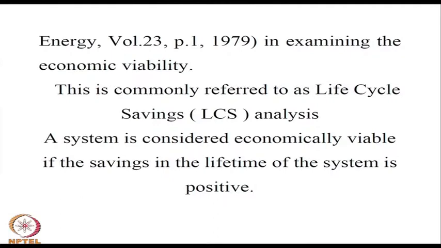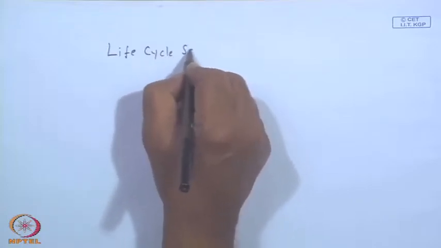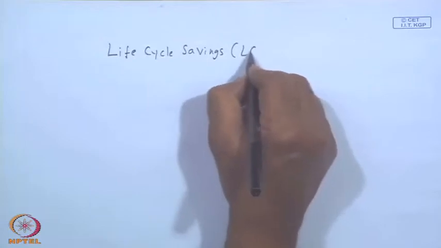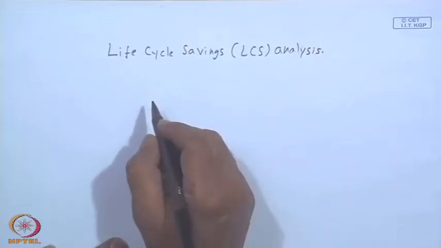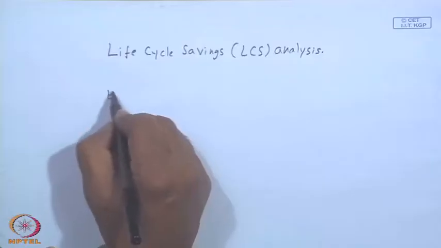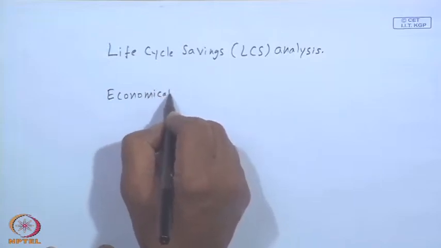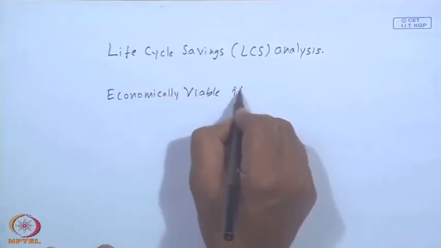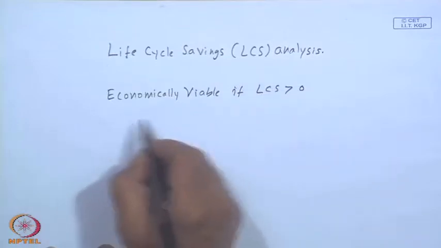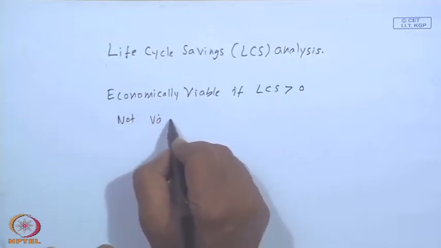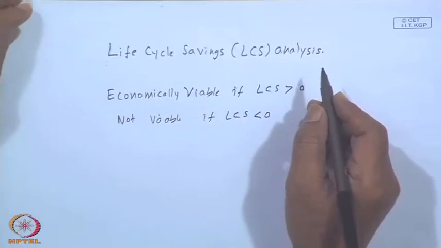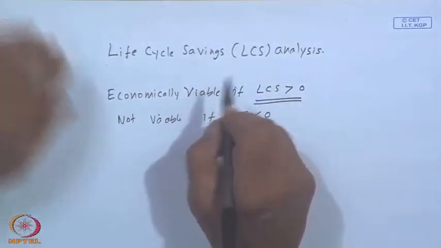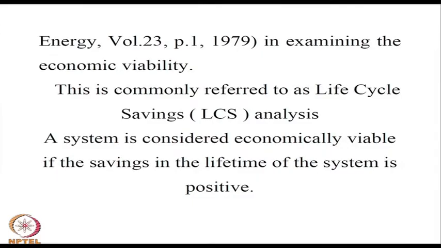So, this is commonly known as the life cycle savings analysis, short form LCS analysis. And of course, as we had pointed out earlier, a system is considered economically viable if LCS is positive, and not viable if LCS is negative. So, if you maximize the life cycle savings, when it is positive, it will lead to some sort of optimum configuration for the system under consideration.